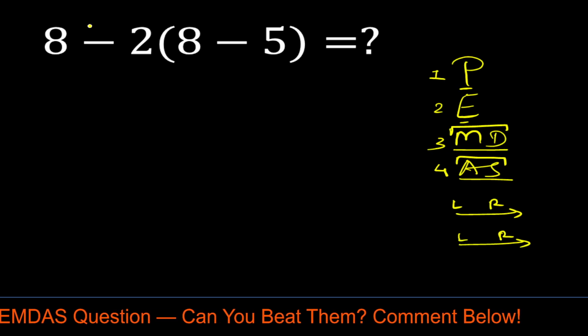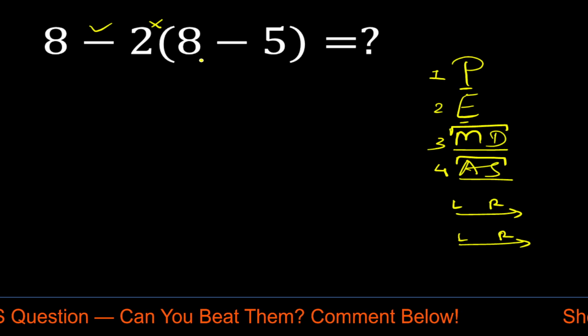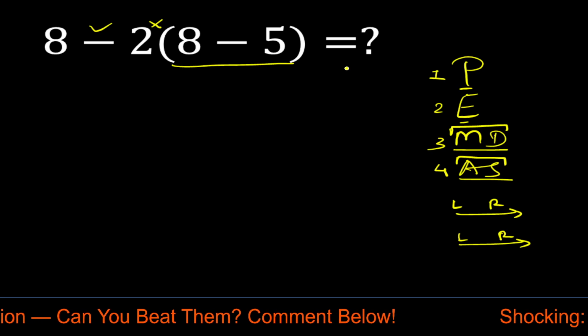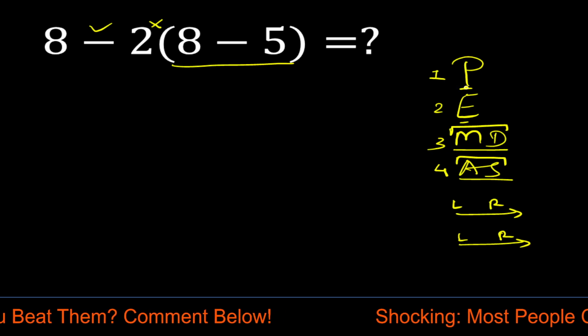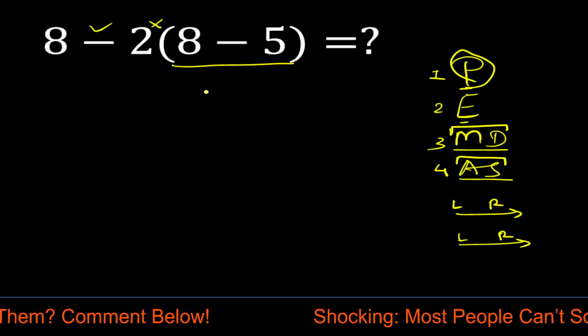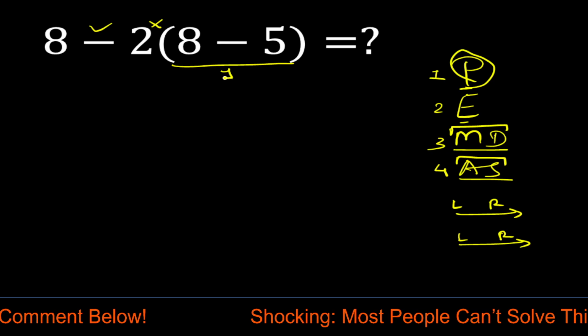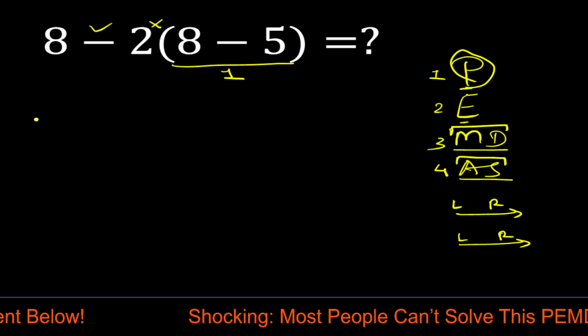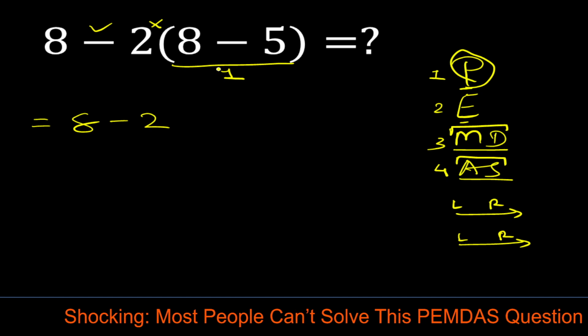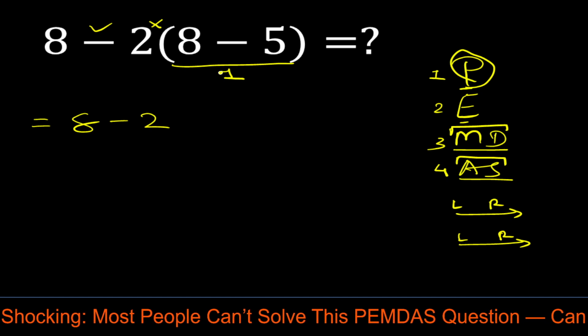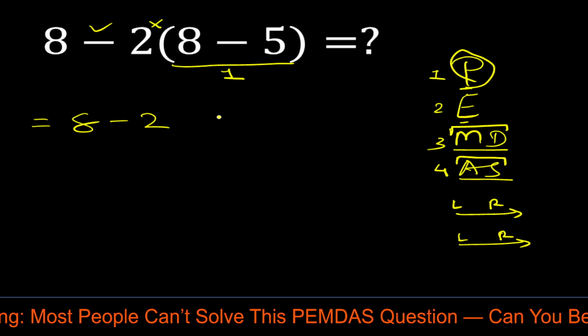So in this question, here we have subtraction, here multiplication, and here parenthesis, right? So according to the PEMDAS rule, first we have to solve parenthesis. So first we have to solve this parenthesis, right? So now 8 minus 2. Now solve this parenthesis first. 8 minus 5 is equal to 3.